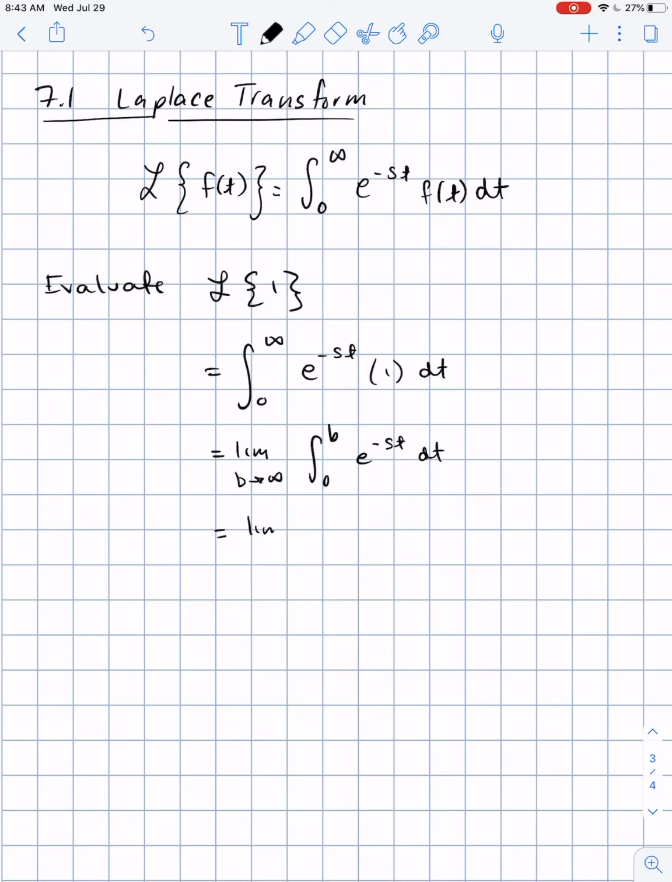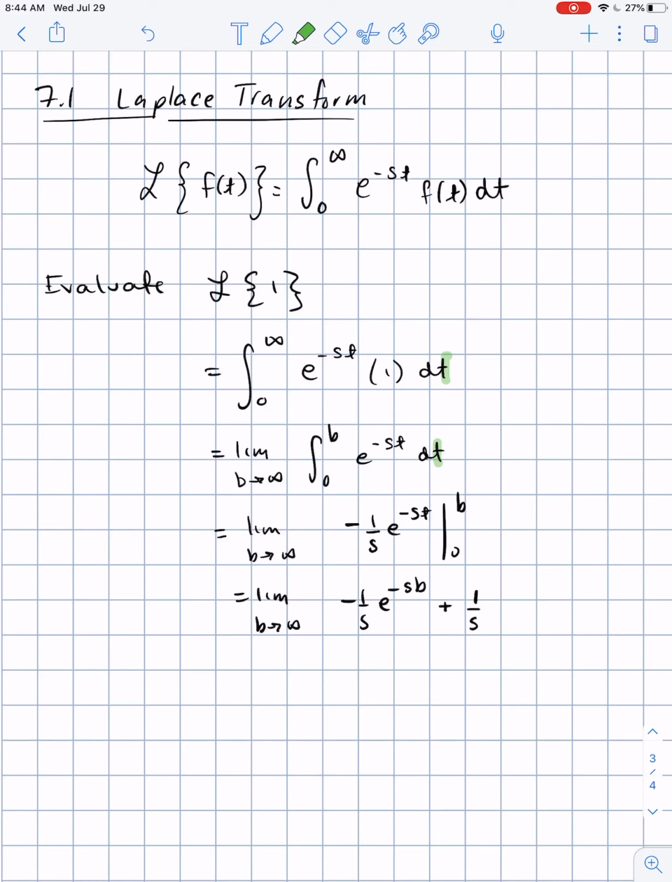So we would get negative 1 over s, e to the negative st, evaluated from 0 to b. When I plug in, I get negative 1 over s, e to the negative s times b. Remember, you're plugging in only for t. And then here you'll get a plus 1 over s, because if you plug in 0, you get 1 for e raised to the 0. This is the part you have to remember.